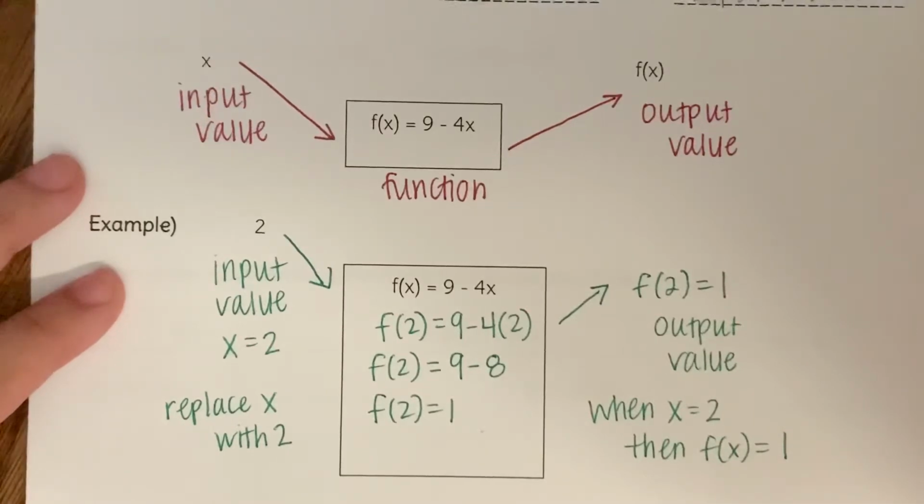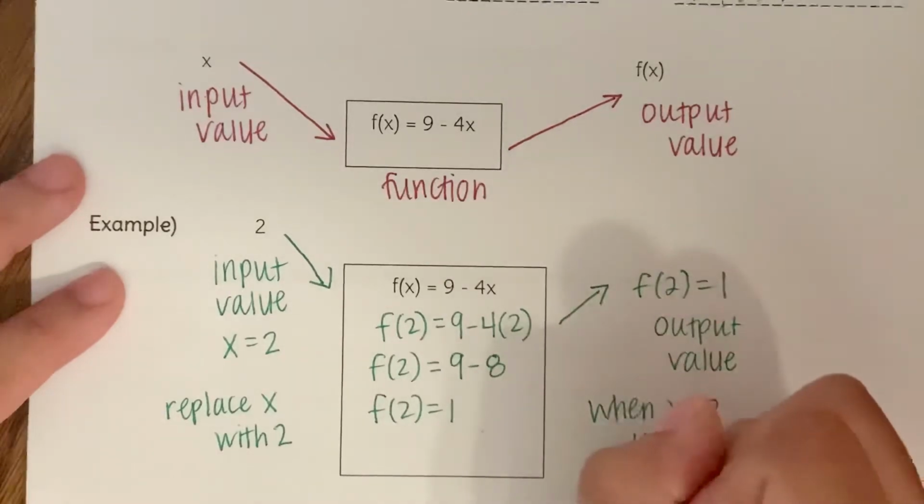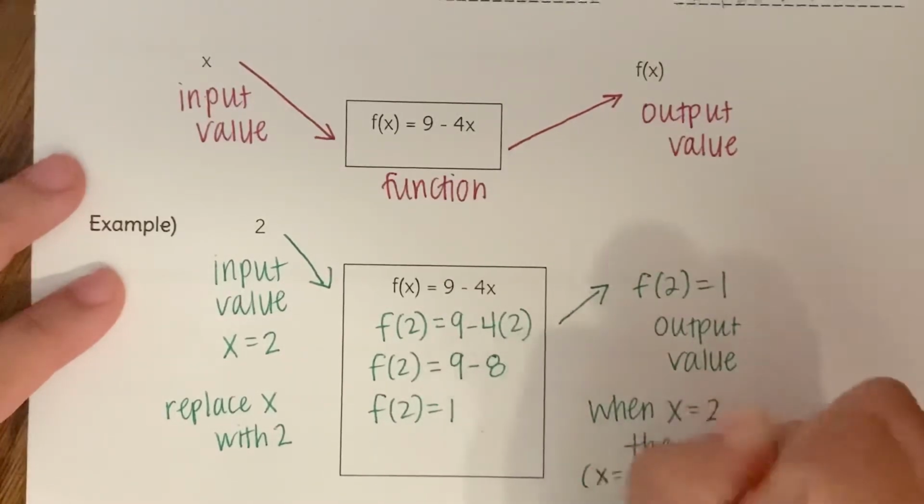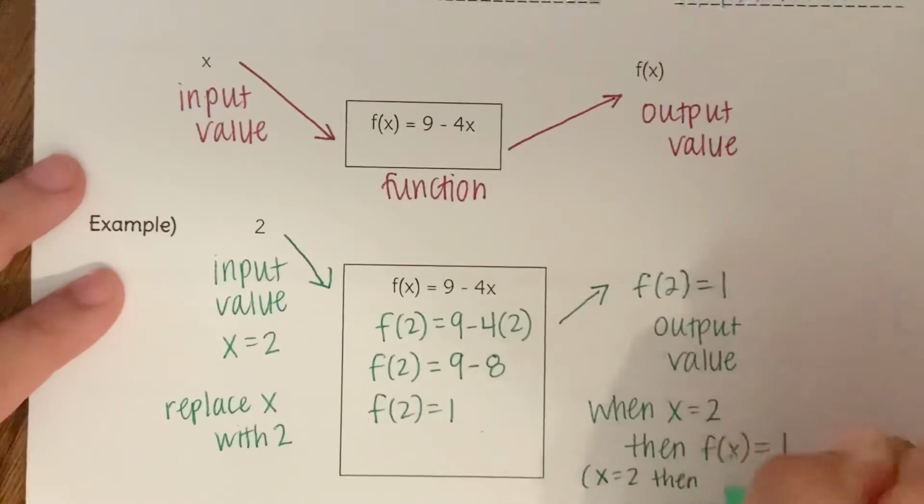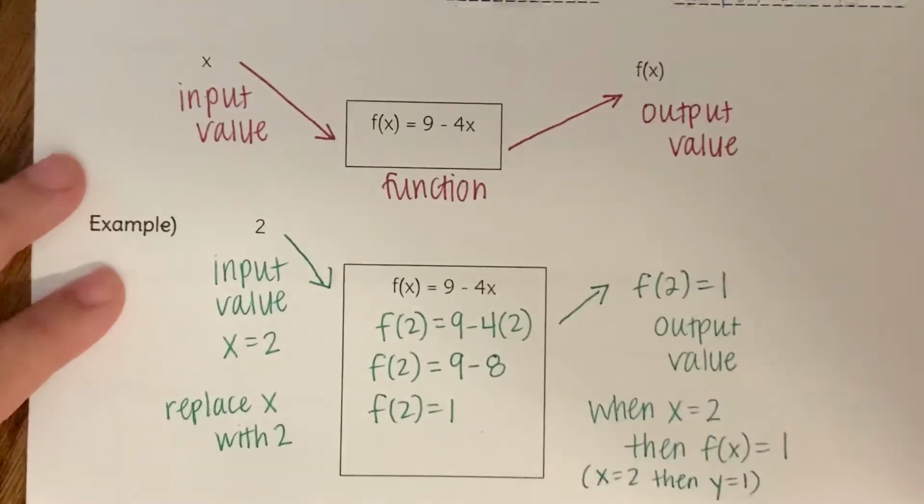And if you get super confused by the f of x, just remember f of x is the same thing as y. So it would be the same thing as saying when x is 2, then y is equal to 1.